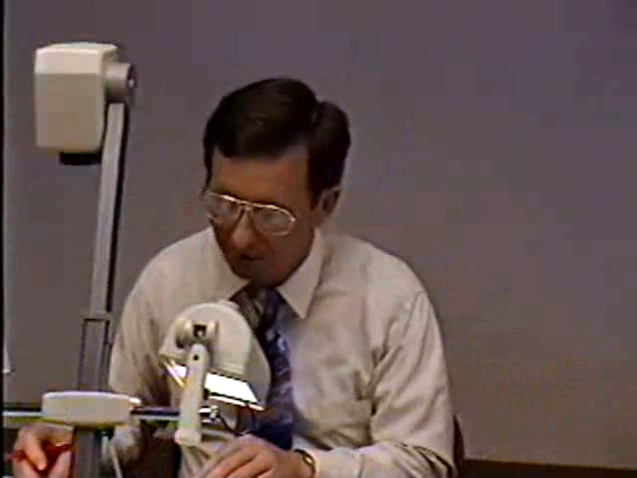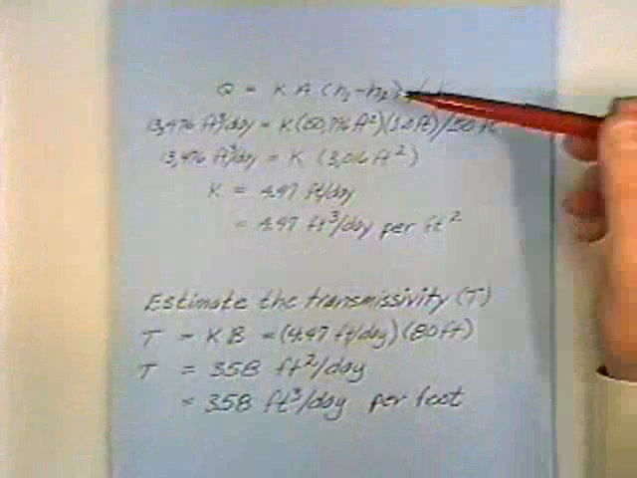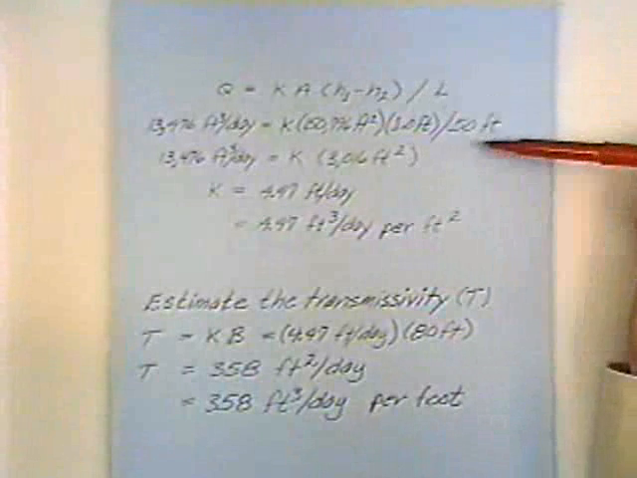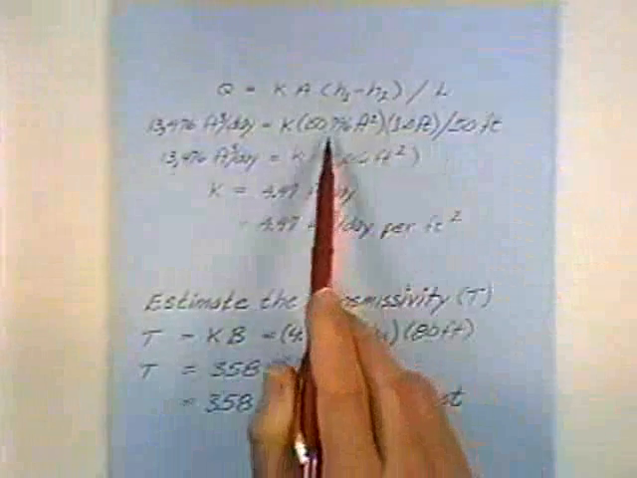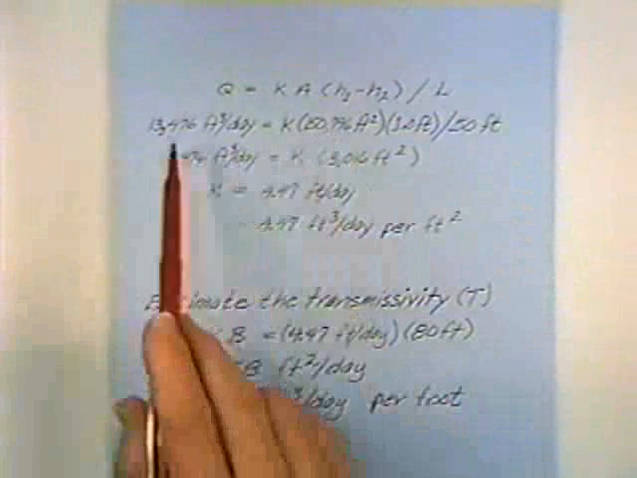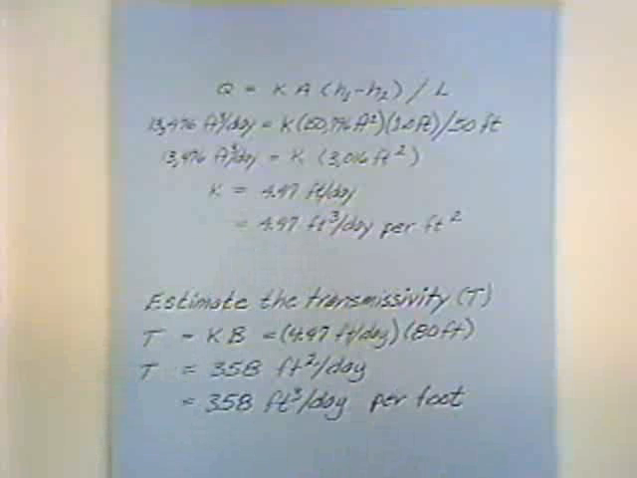And then we're plugging numbers in, and at that distance out from the well, I know the hydraulic gradient. The h1 minus h2 is 1 foot, and I've got the 50 feet. I need the area at the same distance away. I plug that in. I know the flow rate. I know everything except K, so I solve for K.